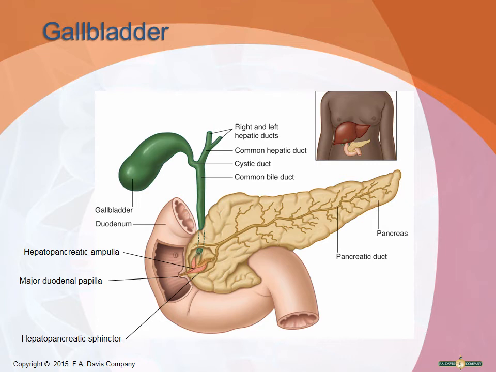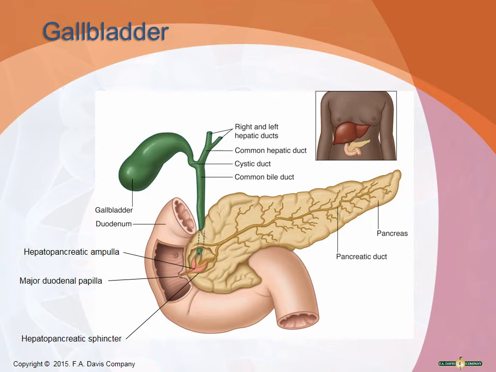So bile leaves from the liver via the hepatic ducts and then will converge into the common hepatic duct, which goes to the common bile duct, over to the gallbladder through the cystic duct. So here we go from the liver to the right and left hepatic ducts, to the common hepatic duct, the cystic duct, over to the gallbladder, and you have the common bile duct. From the gallbladder, bile will head down and be secreted into the duodenum.